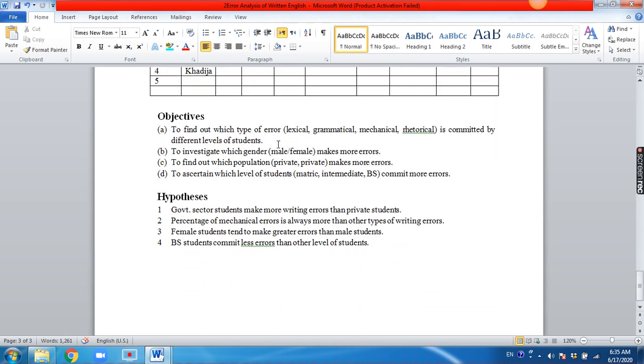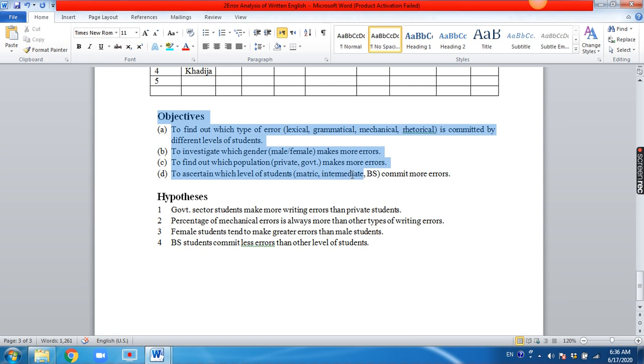So these were the objectives: to find out which type of error, that is lexical, grammatical, mechanical, rhetorical, is committed by different levels of students. So this was the first objective. Second objective was to find out which gender, that is male and female, makes more error. And the third objective of the study was to find out which population, that is students of private schools or government schools, make more or less errors, and to ascertain which level of students, that is matric, intermediate, BS, commit more errors. So population was varied, and level of students were also varied.